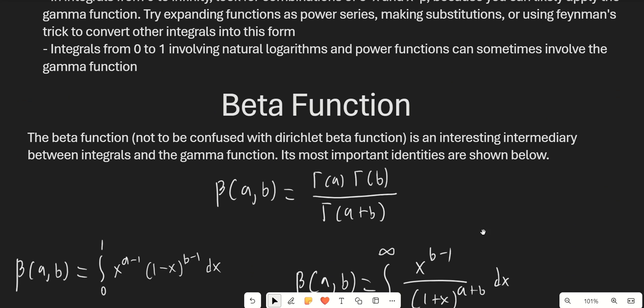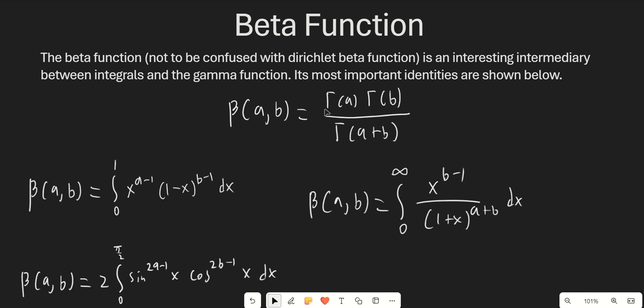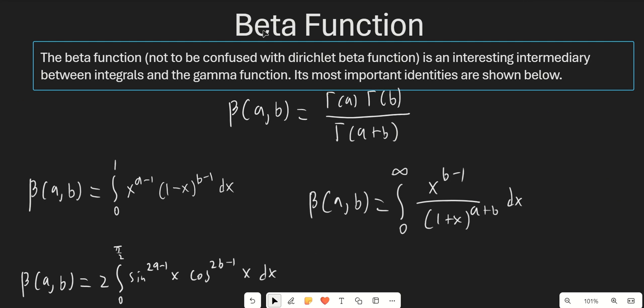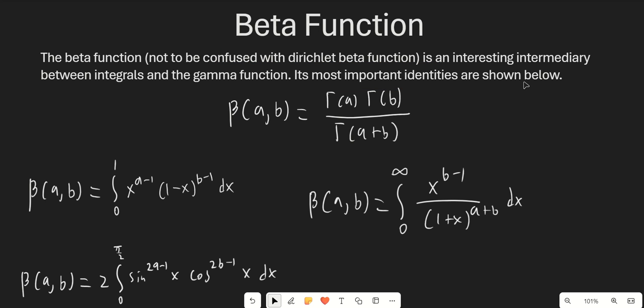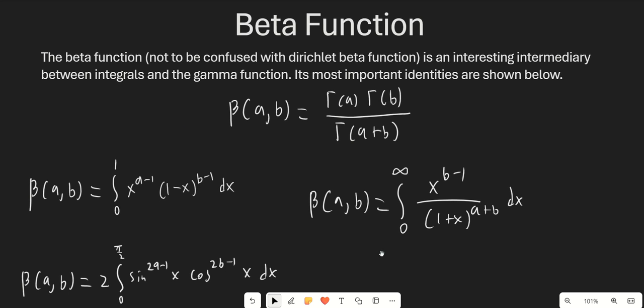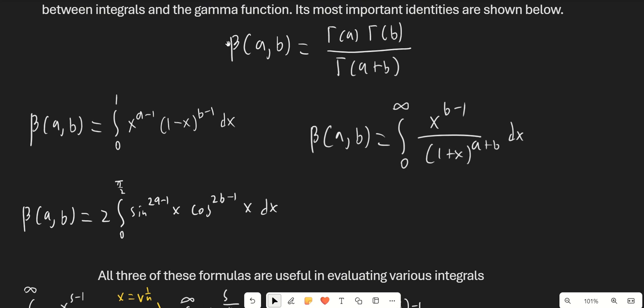So another interesting property of the gamma function is that it takes part in a very interesting function called the beta function. Not to be confused with the Dirichlet beta function, it is an interesting intermediary between integrals and the gamma function. It has three really important identities, and they're all shown below. Obviously, here's the base definition here. Well, actually, I think this is the formal definition, but this is the most useful expression. Beta of a and b is gamma of a times gamma of b over gamma of a plus b.